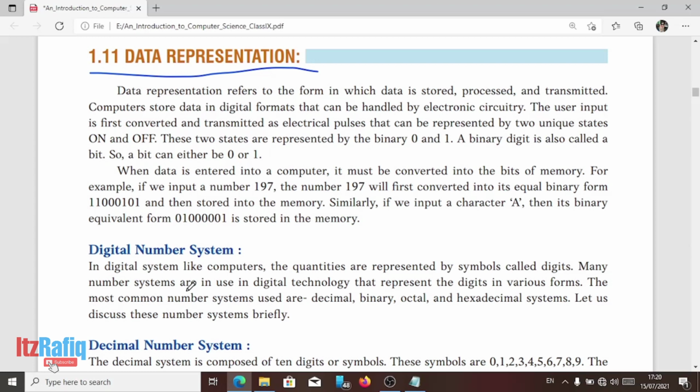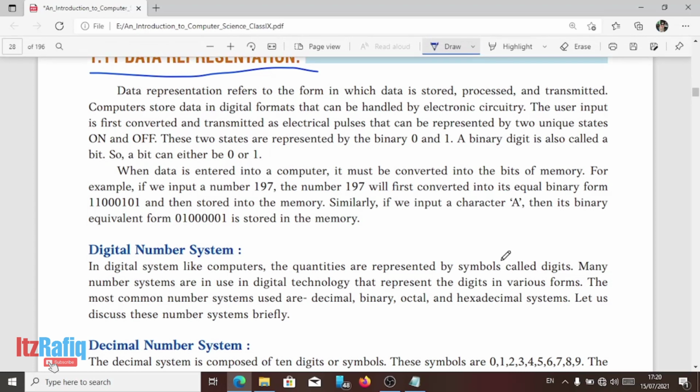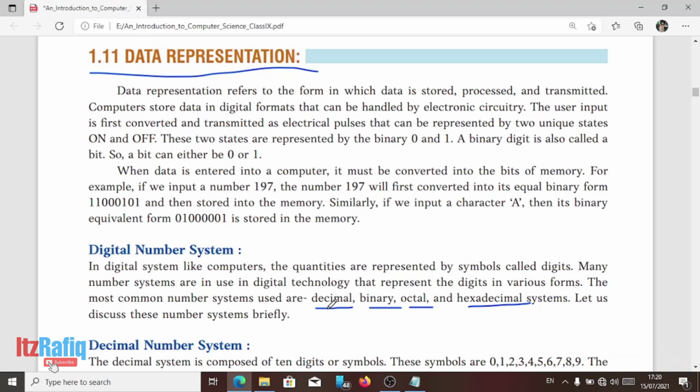Now, the digital number system. In a digital number system, like in a computer, quantities are represented by symbols called digits. In computers many number systems are used. They are mainly the decimal number system, binary number system, octal number system and hexadecimal number system. Decimal is the base 10 number system, which we use in our day-to-day life. Binary is the base 2 number system. It has only 2 digits, 0 and 1. Octal is the base 8 number system, which has 8 digits. And hexadecimal is the base 16 number system.